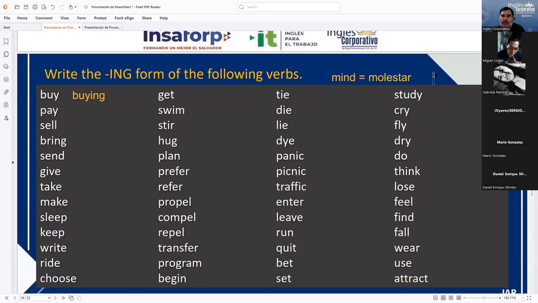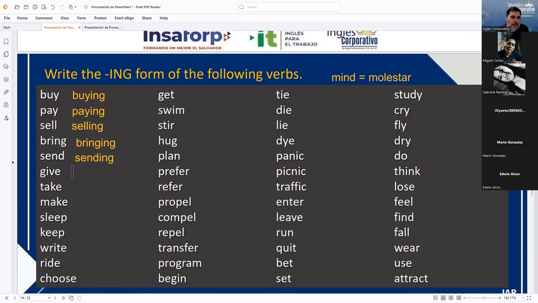Okay. Molestar o incomodar, right? Mind. So check over here. Pay: paying. Sell: selling. Bring: bringing. Send: sending. Give.